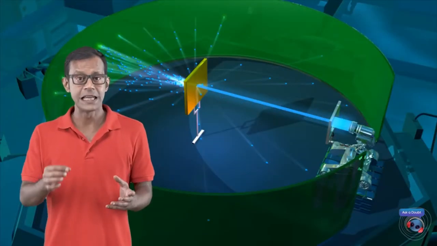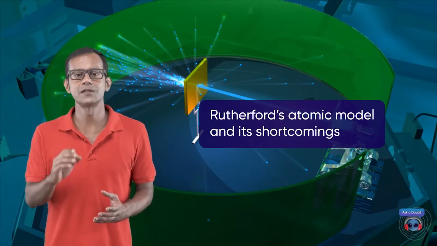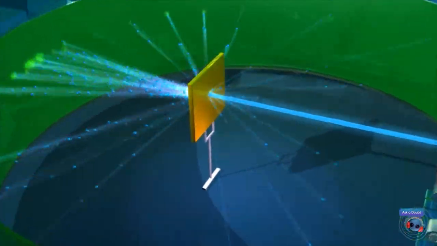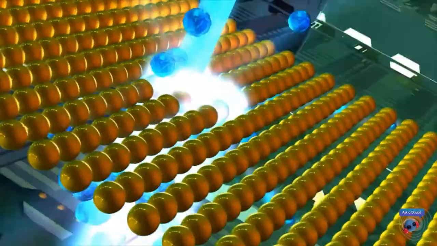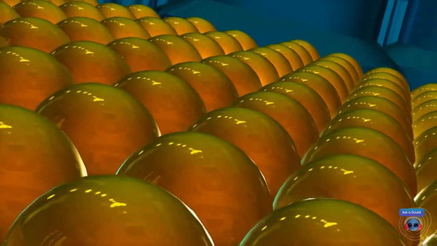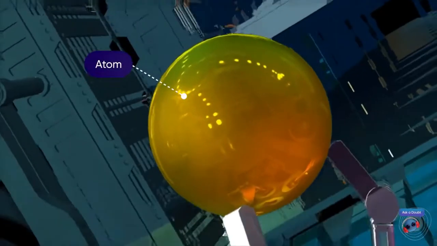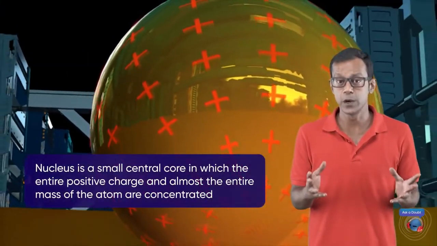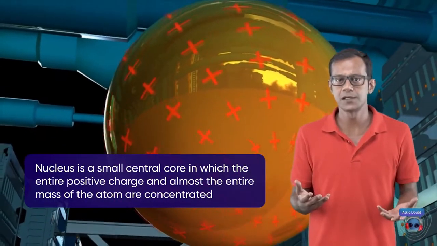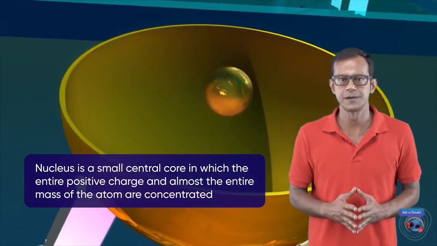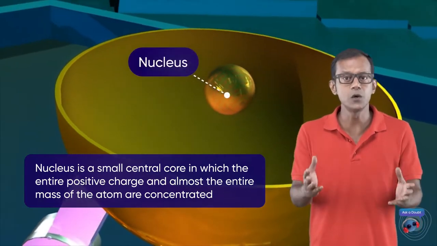Our objective is to understand Rutherford's atomic model and its shortcomings. On the basis of the alpha particle scattering experiments performed around 1911, Ernest Rutherford proposed a model of an atom. According to his model, an atom consists of a small central core in which the entire positive charge and almost the entire mass of the atom are concentrated. This core is called the nucleus.